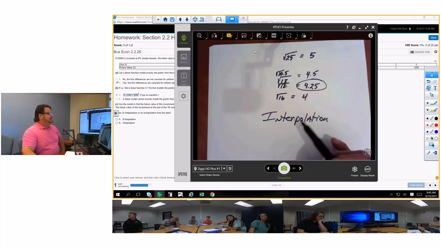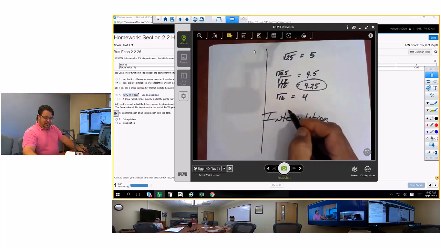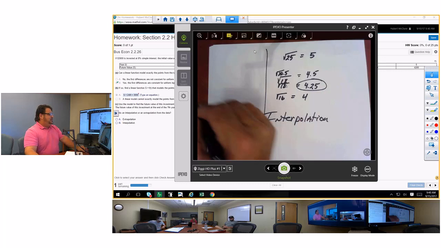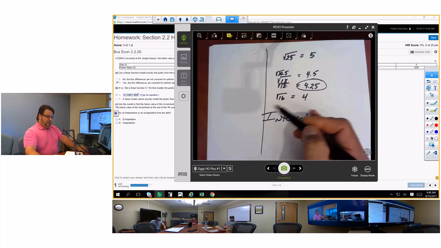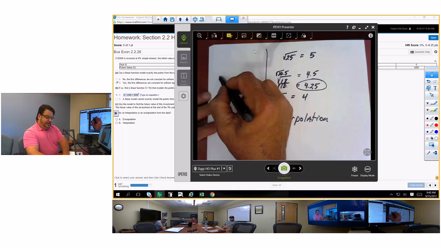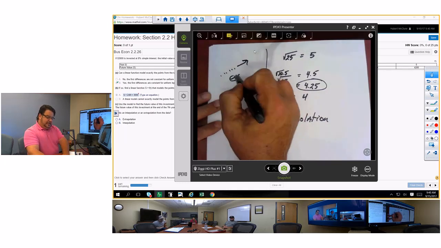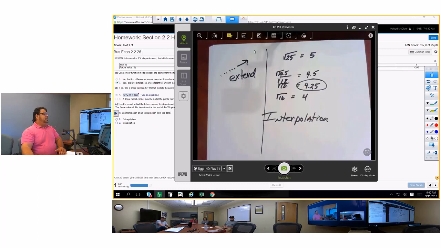So interpolation means that you're including. Actually, makes a lot of sense. Okay, everybody was right. Extrapolation means that you're going the other way, meaning that you're using your data to extend. That's why I would say extrapolation would probably be correct.